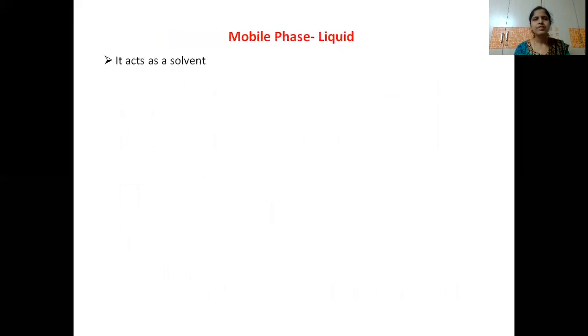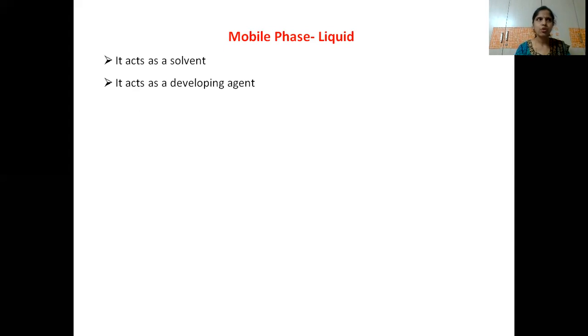Then what are the mobile phases that can be used in chromatography? As I said, mobile phases may be in a liquid state or gaseous state. The function of the mobile phase is that it acts as a solvent. That means if a sample is a solid, we need to dissolve that sample in a proper solvent, so the mobile phase can act as a solvent where we can dissolve the sample. It acts as a developing agent, mainly used for developing the chromatogram.